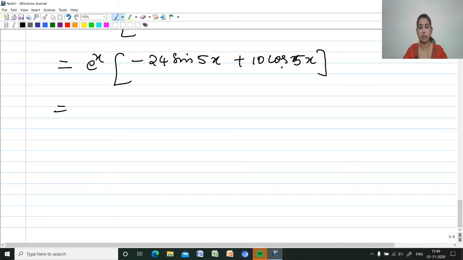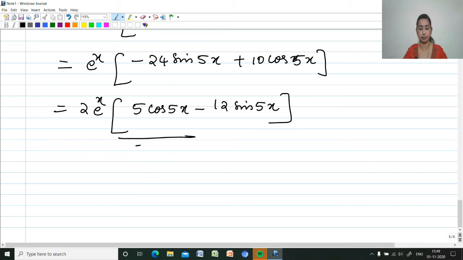Now from these two we can take 2 outside, 2 e raised to x, remaining 5 cos 5x minus 12 sine 5x. Now question number 7: e raised to 6x into cos 3x.